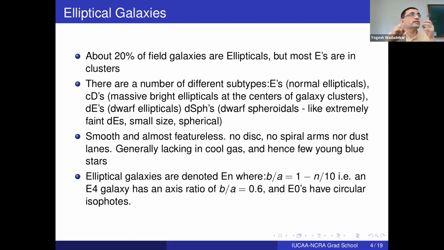But invariably, if you look at clusters, at the center of mass of each cluster, you will find a big, bright elliptical galaxy. And such galaxies are referred to as CD galaxies. So that term is given there. These are massive, bright ellipticals that sit at the centers of galaxy clusters. And there is some correlation between the mass of the cluster and the mass of the CD galaxy that sits at its center. Typically, more massive CD galaxies are found at the centers of more massive galaxy clusters.